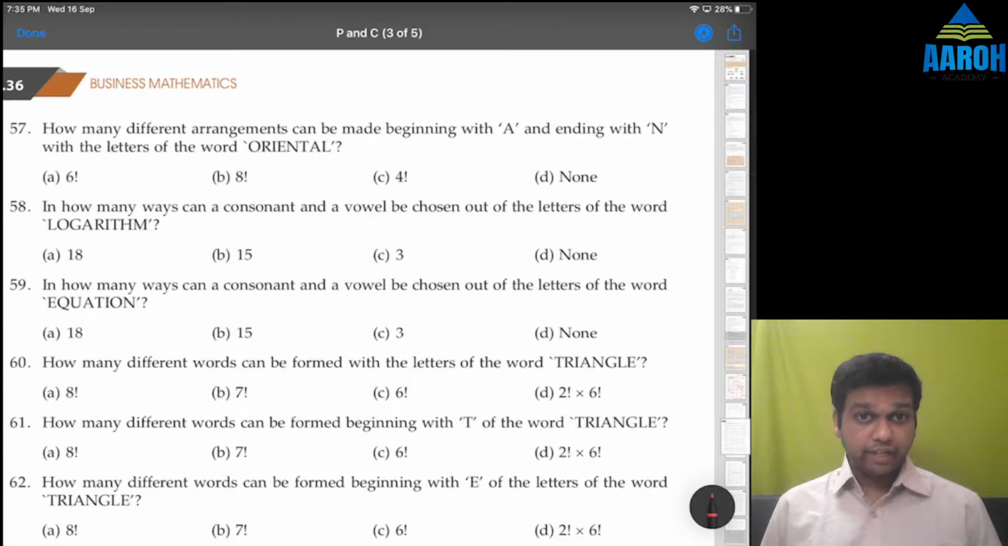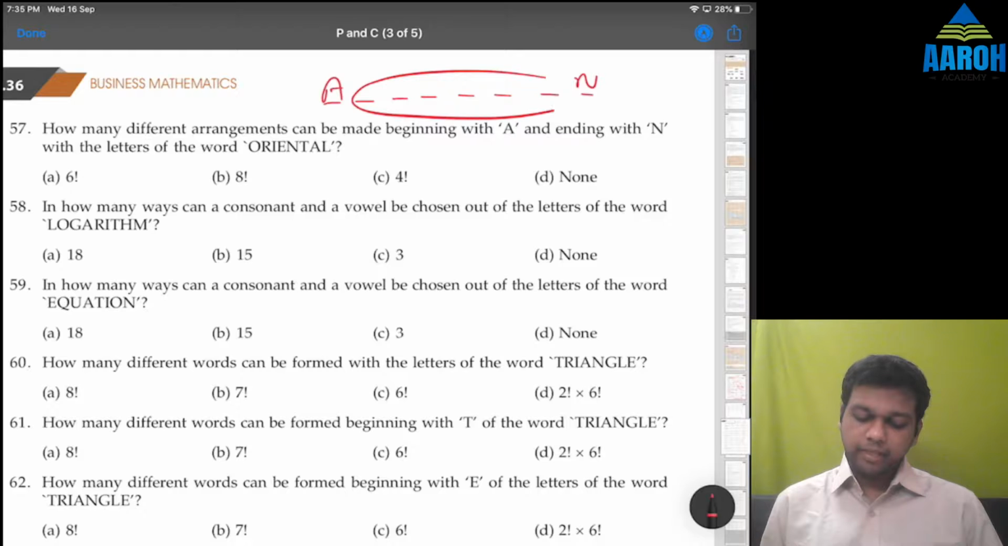57. How many different arrangements can be made beginning with A and ending with N with letters of the word Oriental? Okay, so Oriental, beginning with A, ending with N. That means the remaining 6 letters can be arranged in 6 factorial ways.